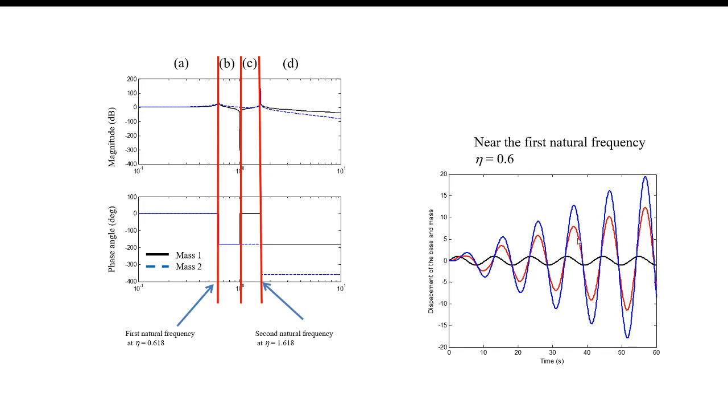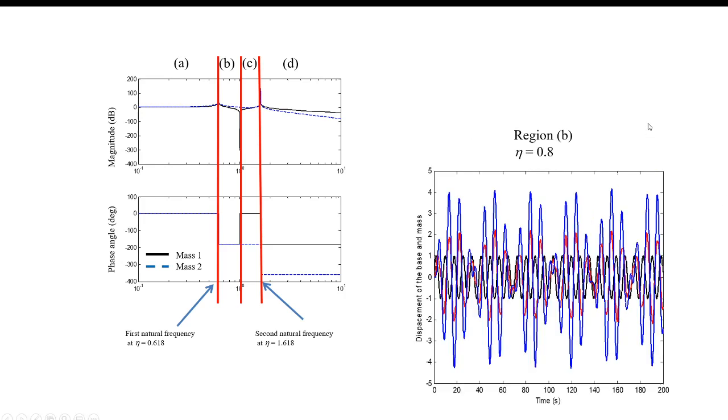Next one, when you have the input frequency between the first and zero frequency. When you look at the phase angle, they're both 180 degrees out of phase with respect to the input. Remember, the input has a zero phase angle. So mass 1 and mass 2 have a negative 180 degrees phase angle. That means whenever the base is going to the right, your two masses are going to the left.